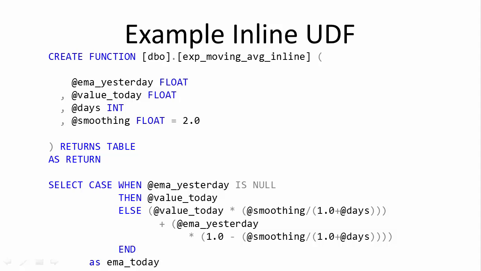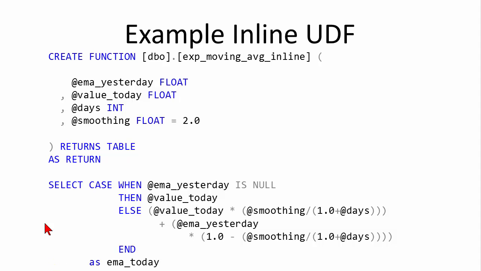Here's our exponential moving average function as an inline function. Very similar to the scalar function, same parameters, but this one returns a table, and then it says as return, and a single select statement. The case statement is really identical to the scalar function's case statement. In fact, I've lined them up, and I can sort of flip back and forth. Let's give that a try. So here's the scalar, here's the inline, scalar, inline, scalar, inline.